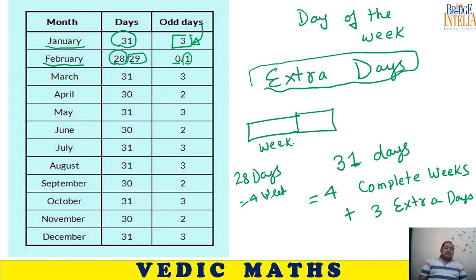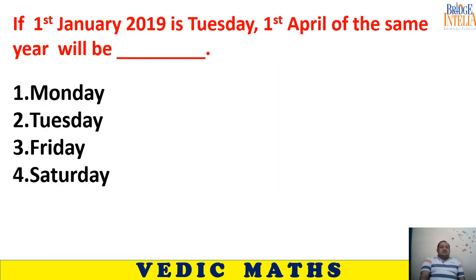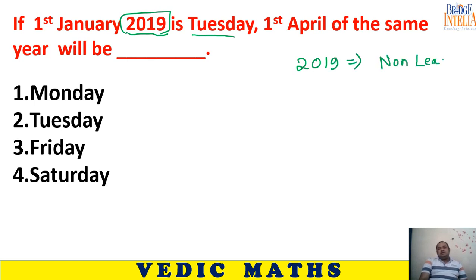Now let us see what kind of questions are asked on this concept. If 1st January 2019 is Tuesday, what will 1st April of the same year be? The year is 2019, so 2019 is a non-leap year. Non-leap year means February has 28 days.